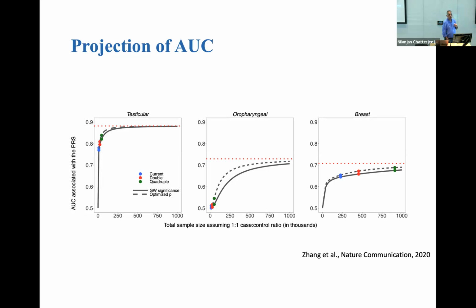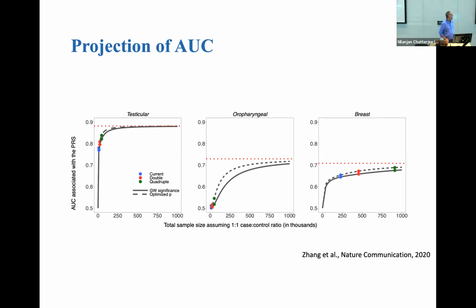The blue dot is the point where the sample size is that of the current biggest study. And that's the polygenic risk score we could build at that time. Then the red dot shows what will happen if I double the sample size of the current study in the future, and the green dot if I quadruple the sample size. And notice that it's very different for different cancers. In particular, testicular cancer, where we had the fatter tail, meaning there are more SNPs with larger effect sizes, is going to move along the curve very fast.